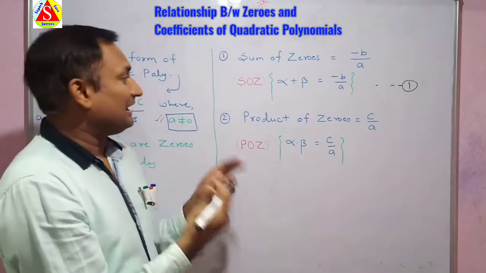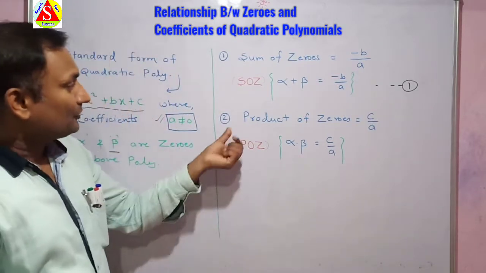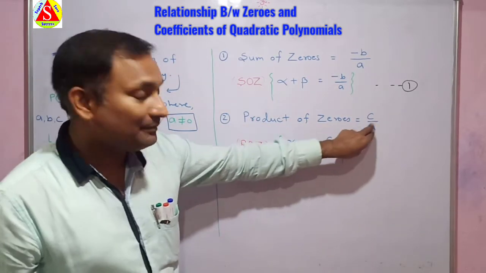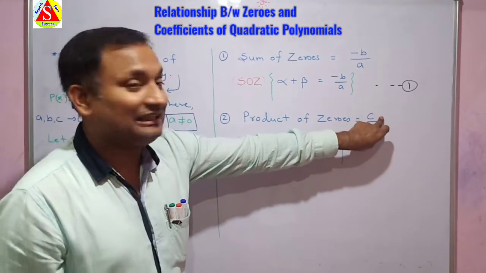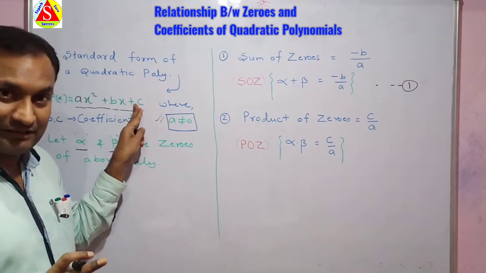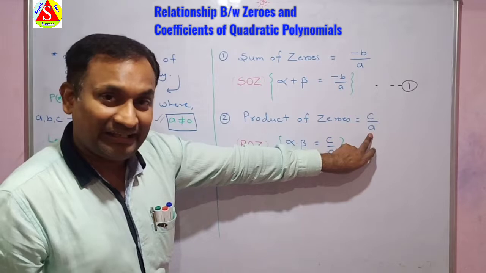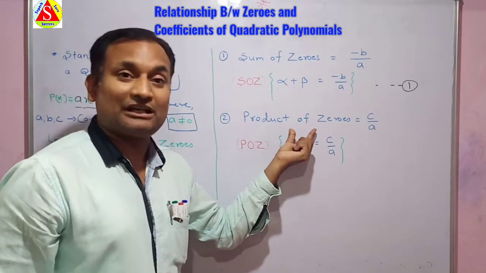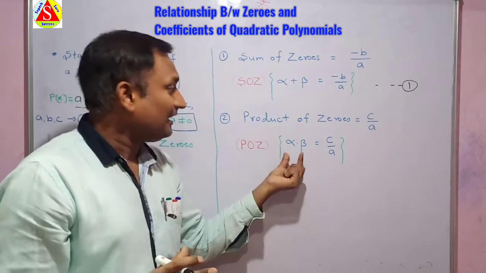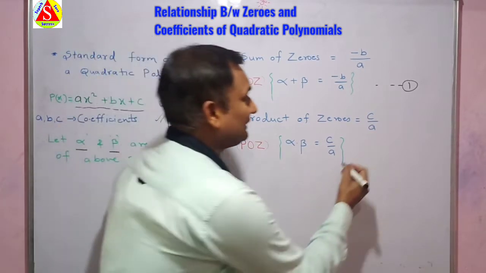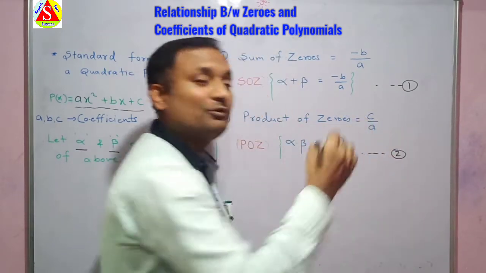Now let's see the second one. The product of zeros is given by c by a. Here c in this standard polynomial is the constant term, and a is the coefficient of the x square term. So the product of zeros, that is alpha into beta, is equal to c by a. This is our second formula.